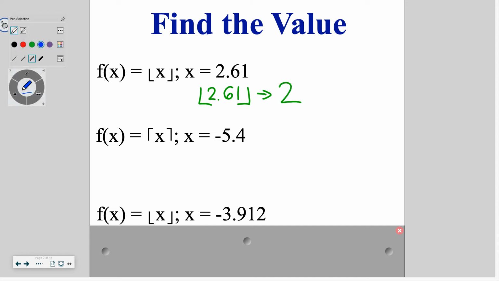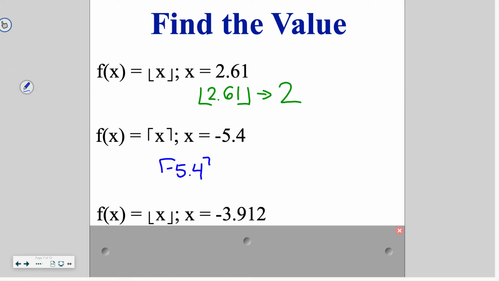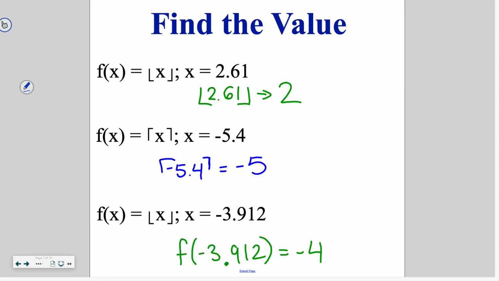In this second example, it's asking us for the ceiling function, the above brackets. So I'm at negative 5.4, and the integer above negative 5.4 is going to be negative 5. Go ahead and evaluate this last one on your own. When we plug it into the floor function, that means round down. So we've got negative 4 for our answer.